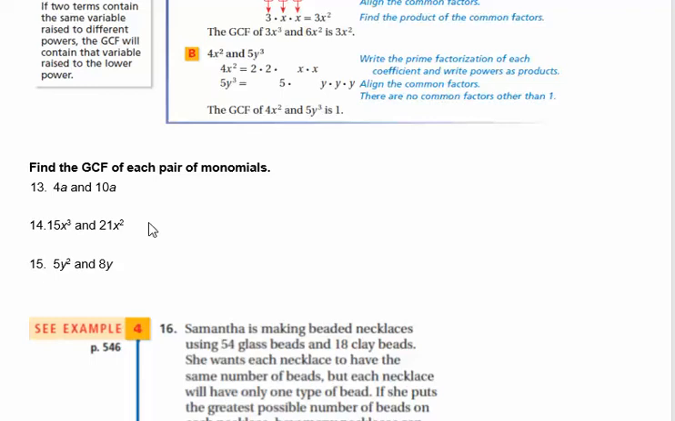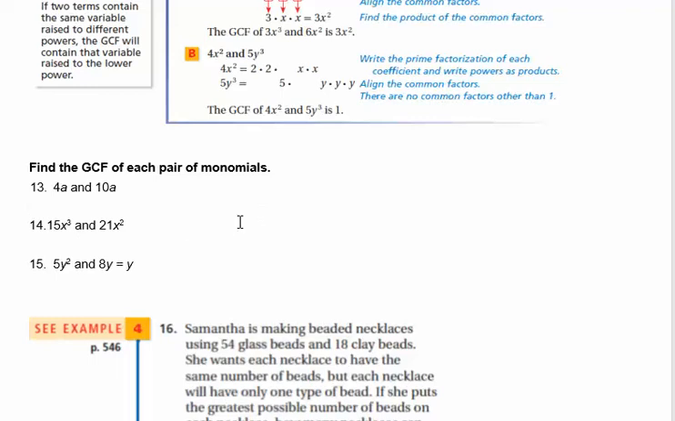The factors of y squared are y times y. The factors of y, there's only one, is y. The only thing common in these two monomials is y. So the greatest common factor for number 15 is just y. That's it.